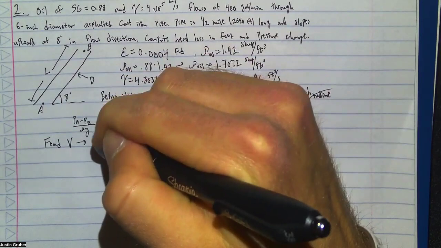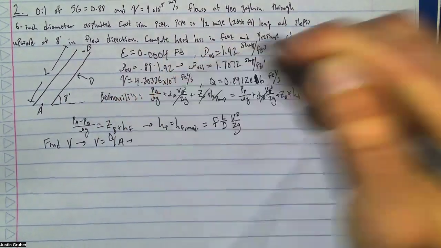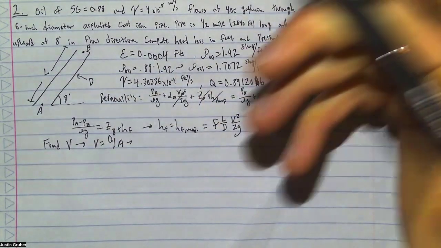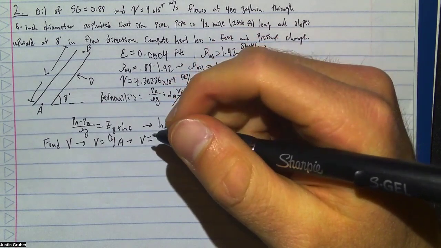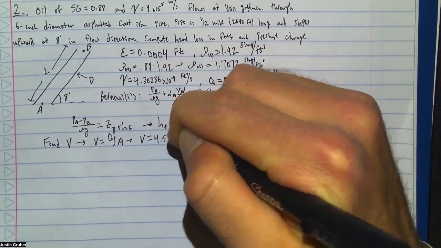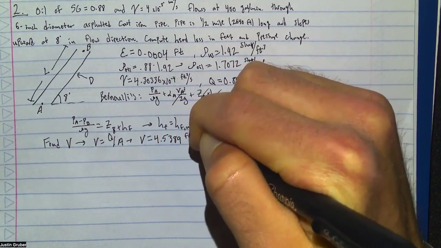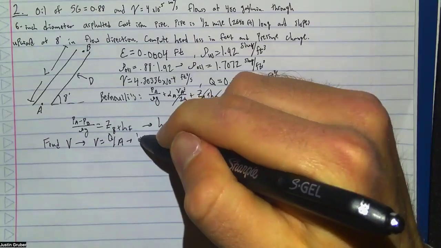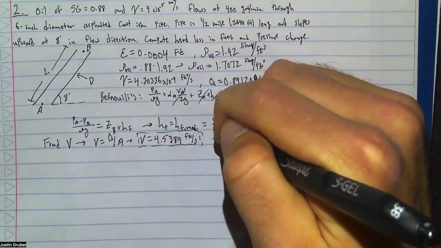We know V equals Q over A. We know Q, we know A because we know our diameter. So I'm getting V is equal to 4.5389 feet per second, right? No, put dots on that. Okay, so now we found that.